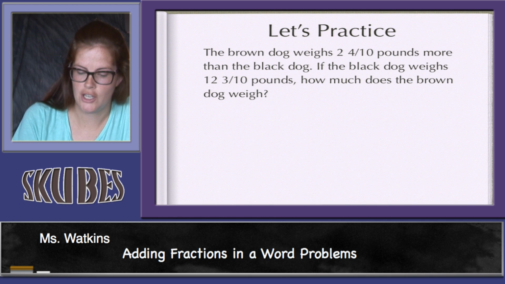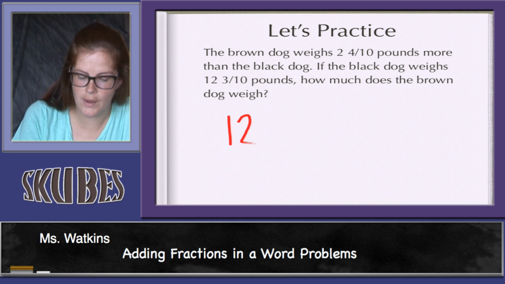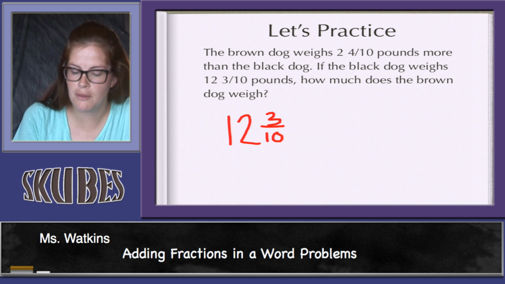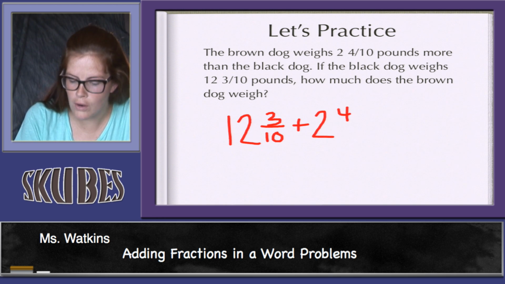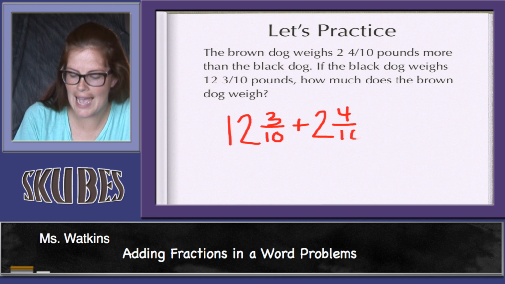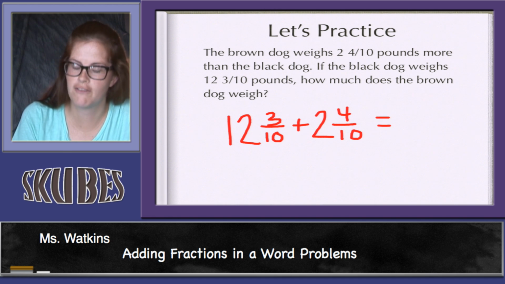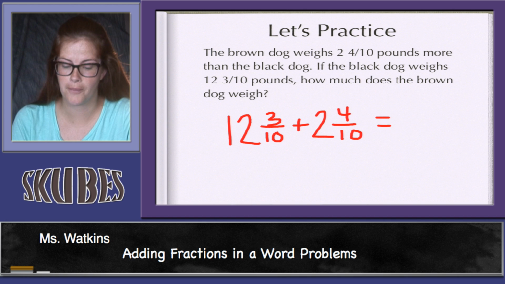So let's start with what we know. We know that the black dog weighs 12 3/10 pounds. And we know that the brown dog weighs 2 4/10 pounds more than the black dog. So we need to add those two numbers together to find out the weight of the brown dog.